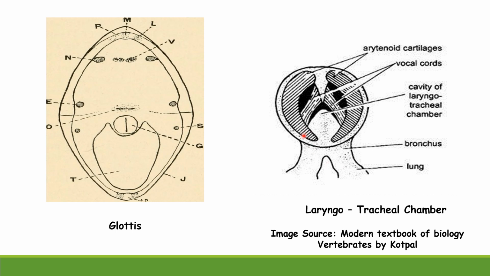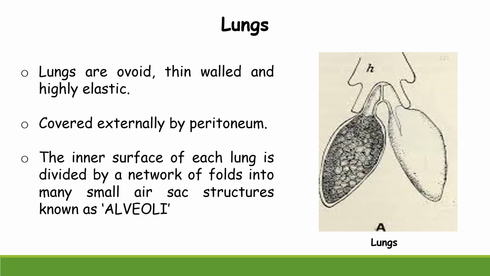And now we can see in this diagram also, this larynx further forms a pair of tube-like structures, that is bronchi, which lead into the next part, that is the lungs. So we can see here in this picture a pair of lungs attached to both the bronchi.